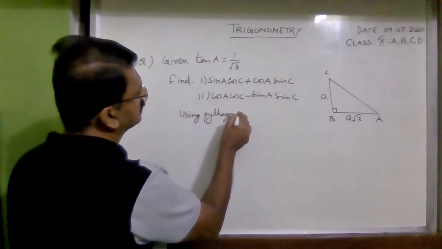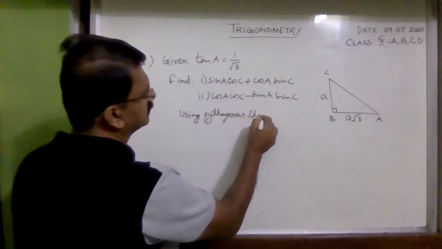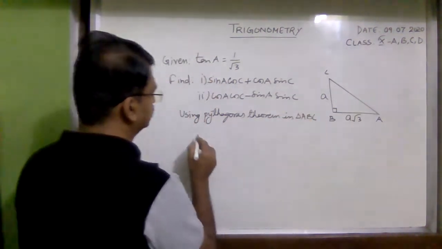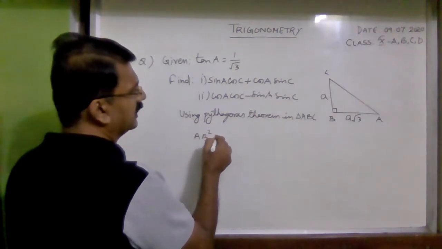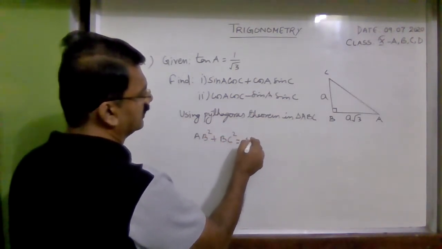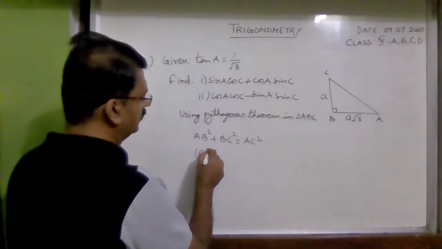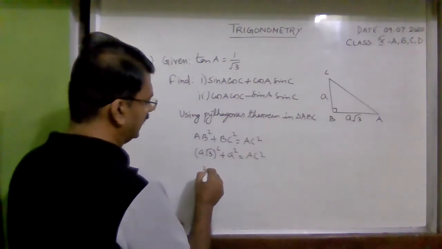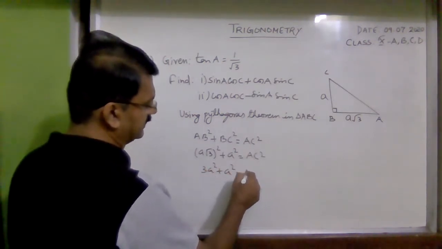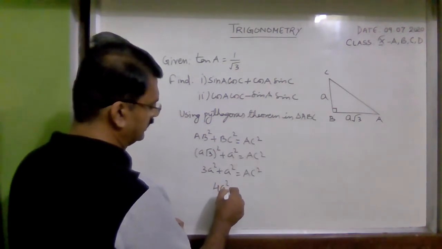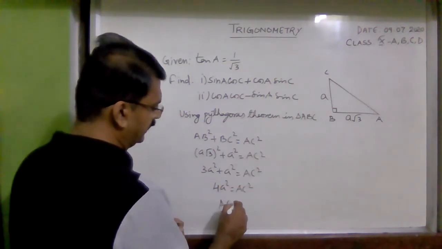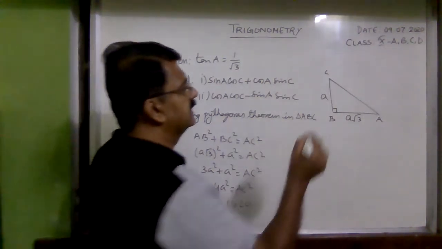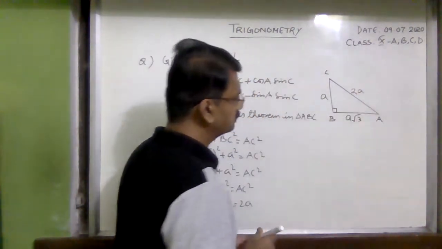Now using the Pythagoras Theorem in triangle ABC, AB square plus BC square is equal to AC square, that is A root 3 whole square plus A square is equal to AC square. 3A square plus A square is equal to AC square, 4A square is equal to AC square, then AC will be equal to 2A. Clear? Because the square root of 4 is 2, so AC is 2A. This side is nothing but 2A.